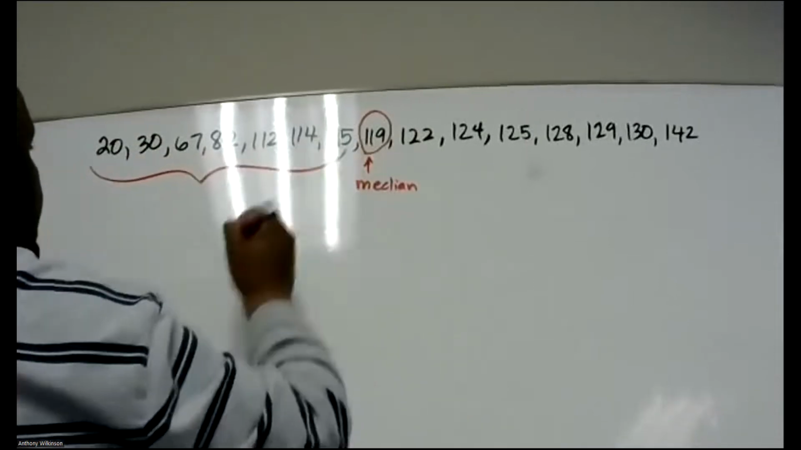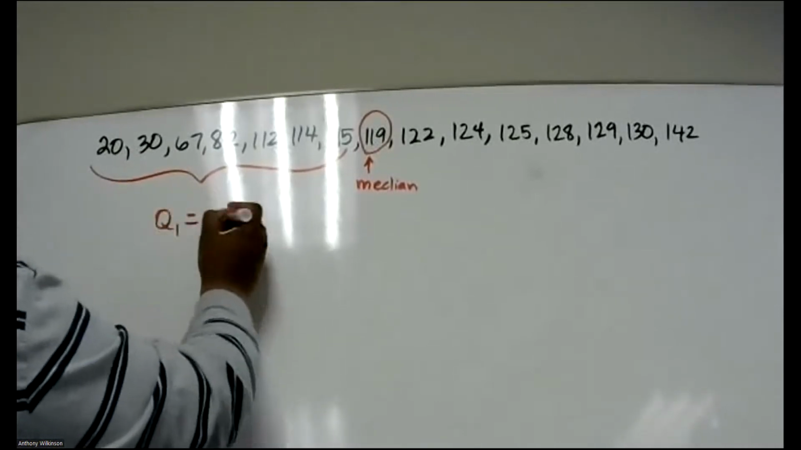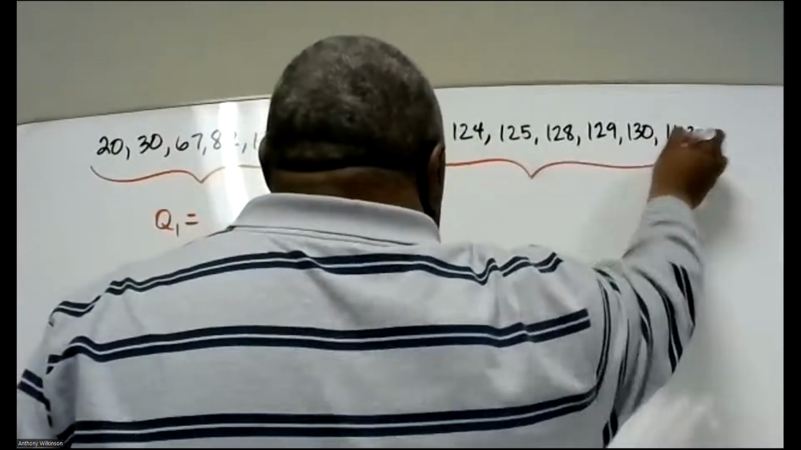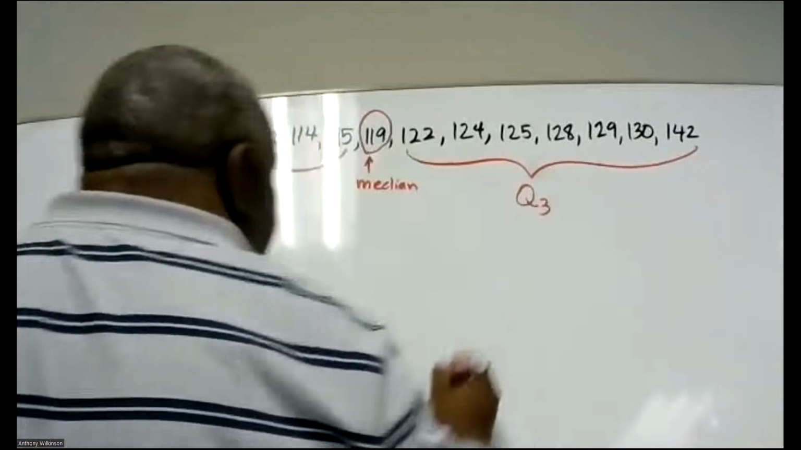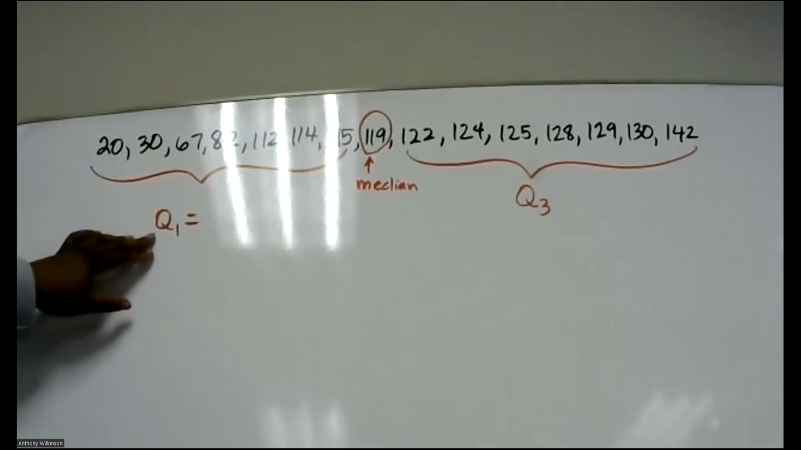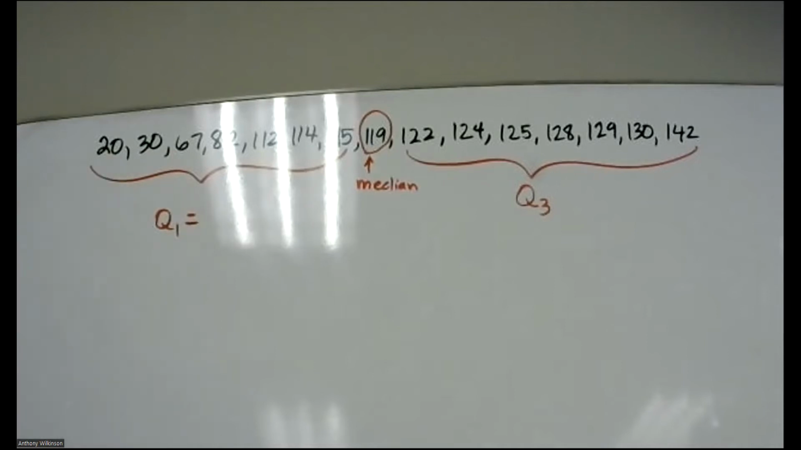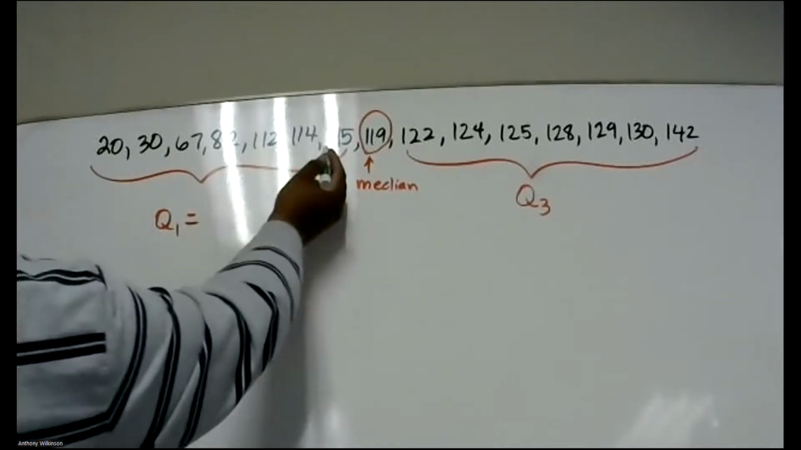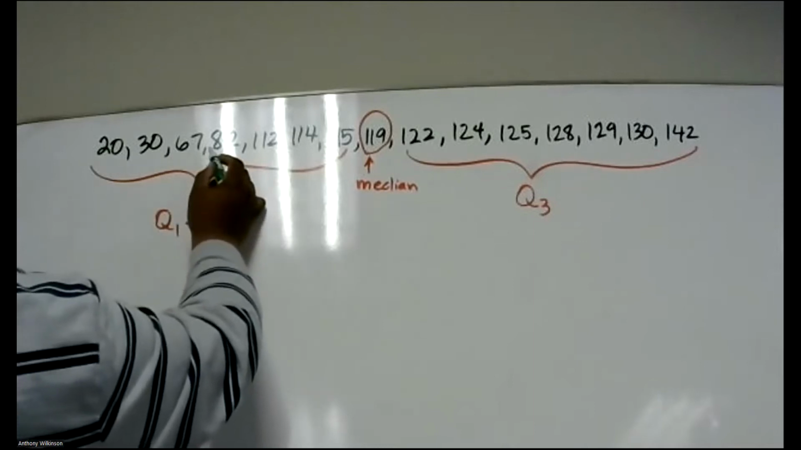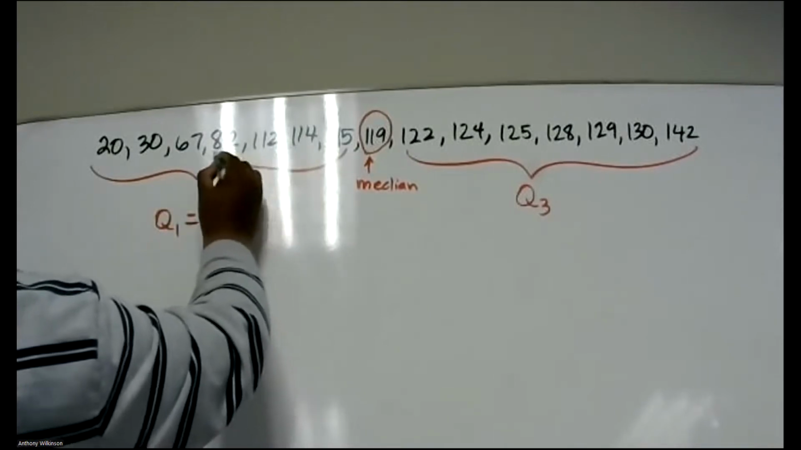I'm going to use these numbers on the left to identify Q1, and then these numbers on the right, I'm going to use that to identify Q3. So in this case here, if I look at Q1, I need to look at the middle number of these numbers on the left side of the median. And in this case, it's going to be 82.